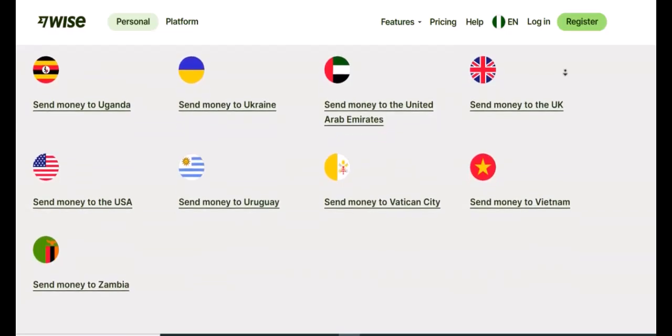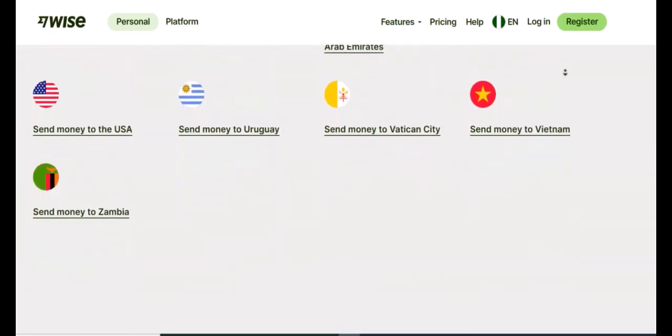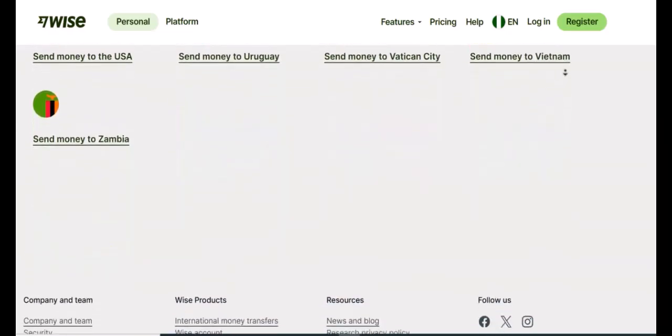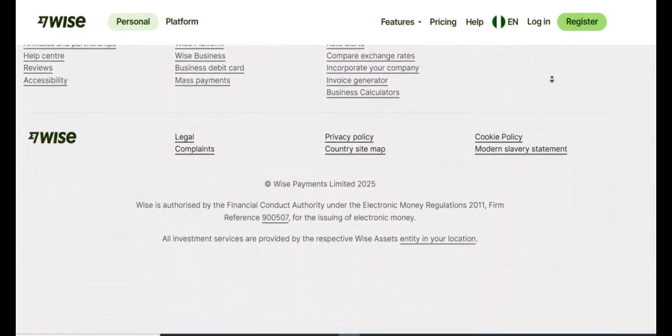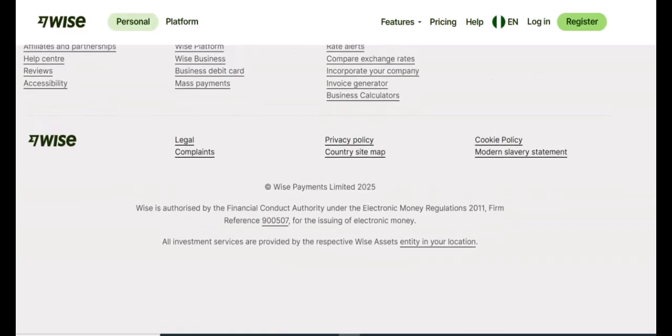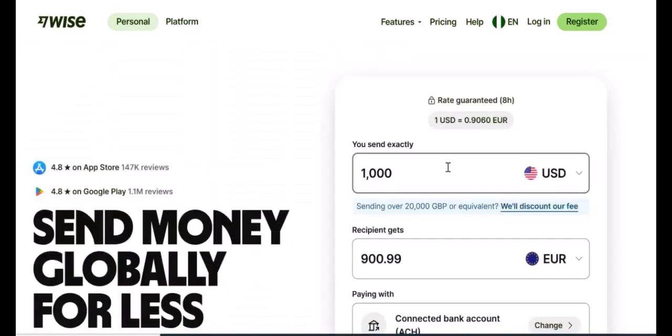Method 2. Using the Wise debit card for cash withdrawals and spending. If you have a Wise debit card, you have another highly convenient way to access your funds, particularly for cash withdrawals or spending in different currencies. How to get cash from an ATM with your Wise card.